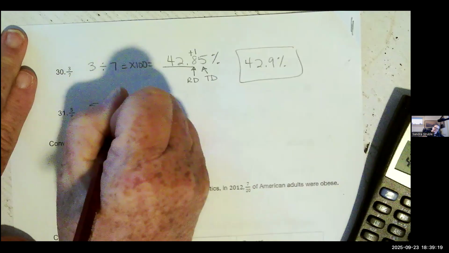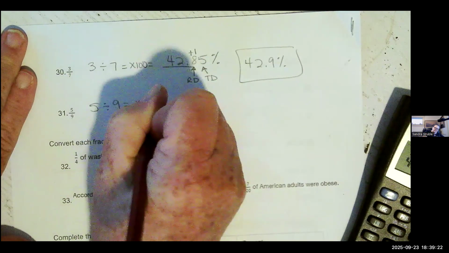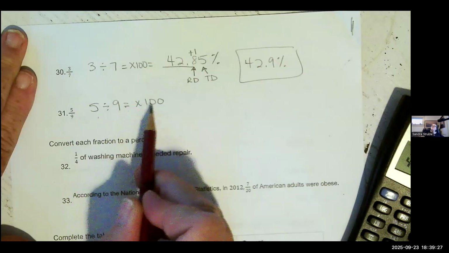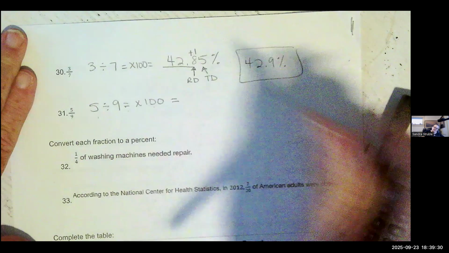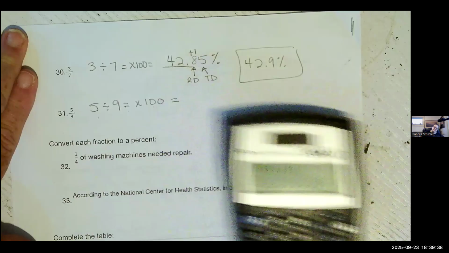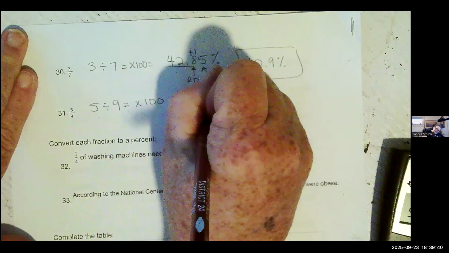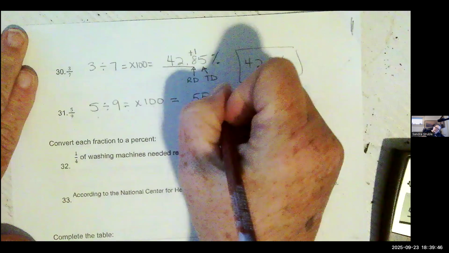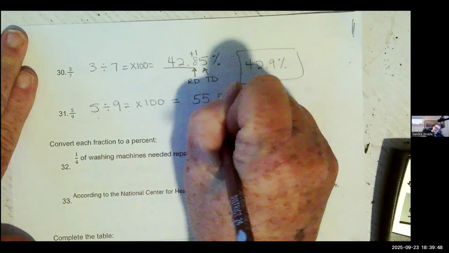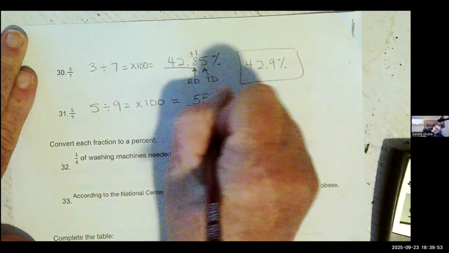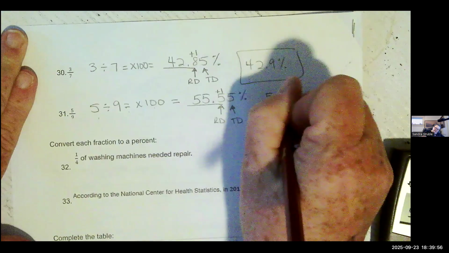Attempt this one yourself. This is what you're going to do. 5 divided by 9 equals, times 100 equals, and I got 55.55. And this is a percent. This 5 is my rounding digit. This 5 is my test digit. My test digit is 5, so I'm going to add 1 to my rounding digit. My final answer is 55.6%.